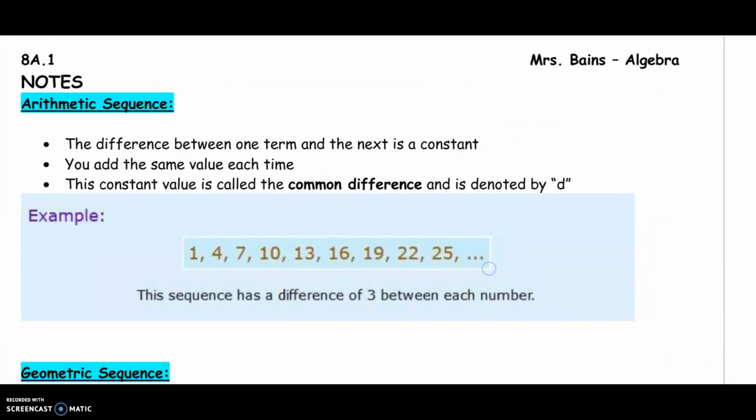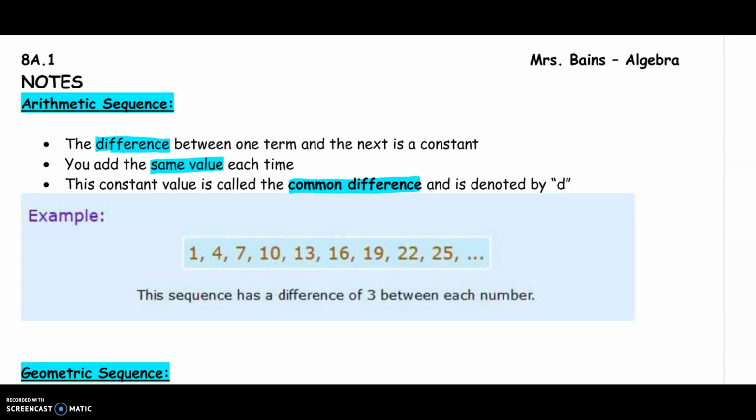Notice we're either adding or subtracting to get the next term. Okay, and one way that we know that it's an arithmetic sequence is that the difference between one term and the next is a constant. In other words, you're adding the same value each time. This kind of reminds us of a linear function where we have a constant rate of change. Okay, this constant value is called our common difference, and we denote it with the letter D.